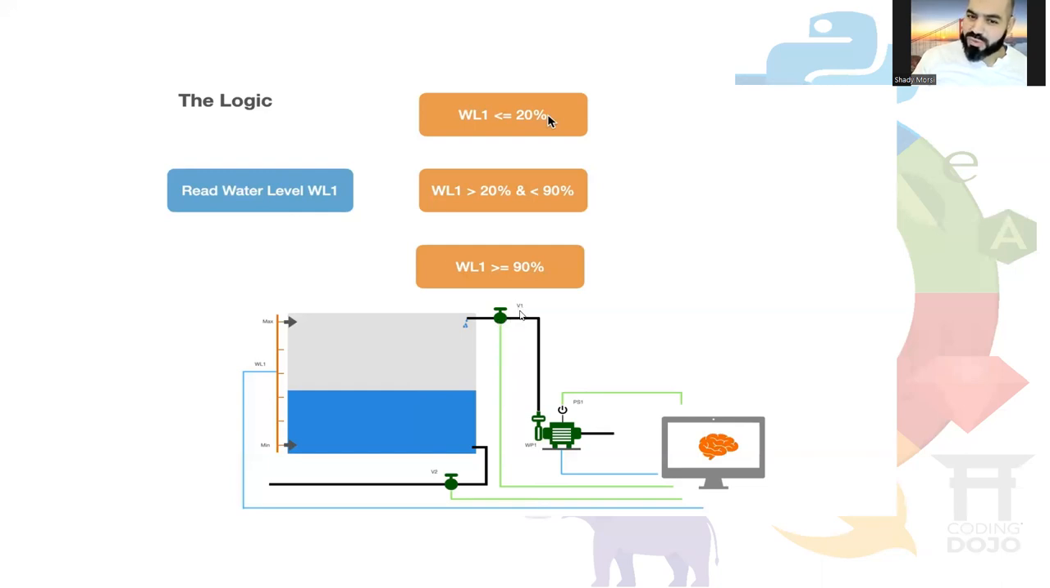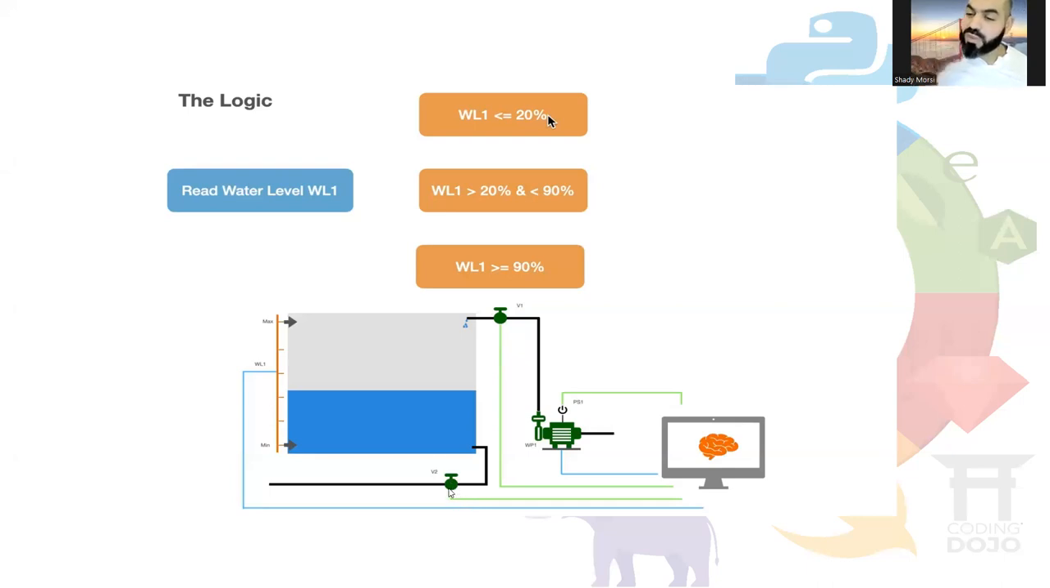This is going to really explode these pipes over here. Okay, guys? So far, so good? Okay, what if the water level is above 90%? So the tank is almost full, okay? Do I have to keep this pump running? Do I have to keep this valve open? Do I have to close this valve too?